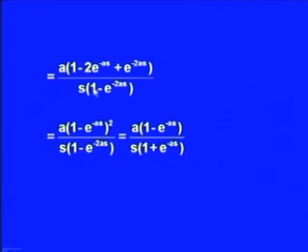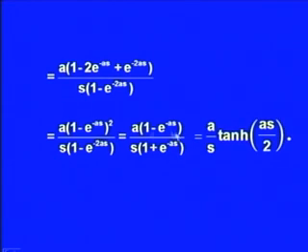1 minus e to the power minus 2as can be factorized as (1 minus e to the power minus as) into (1 plus e to the power minus as), and then 1 minus e to the power minus as can be cancelled from the numerator and denominator, and we will be getting a times (1 minus e to the power minus as) over s times (1 plus e to the power minus as). Now, if you multiply in the numerator and denominator by e to the power as by 2, then what we will get?